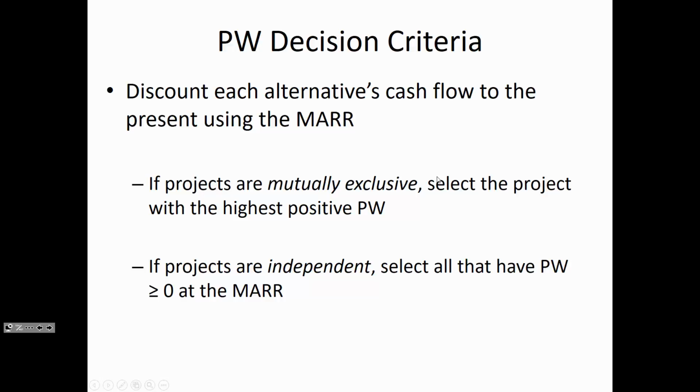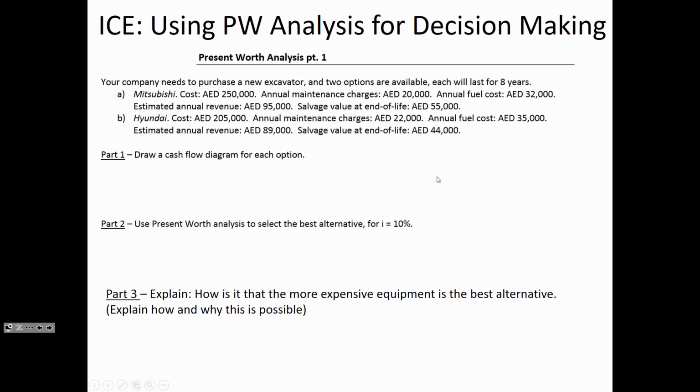Now that assumes that you have access to as much capital as you need. So if you have a limited pool of investing capital, then you can't choose every alternative, maybe. But as long as the bank will keep loaning you money for more than the MARR, and you discount the projects to the present, and you have a positive present worth, do the project. Choose all of them. Okay, so here is today's in-class exercise.